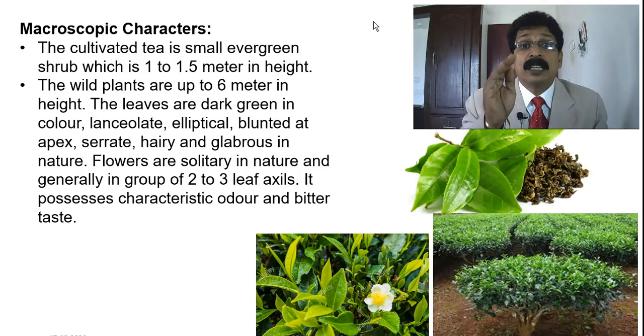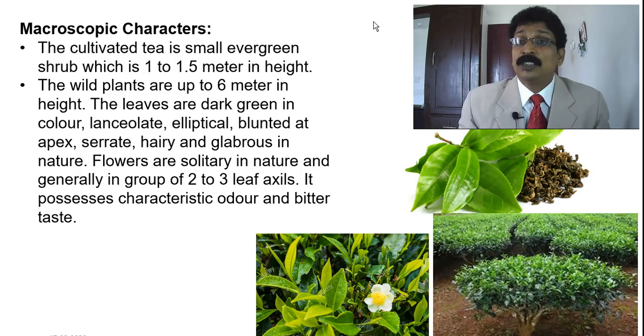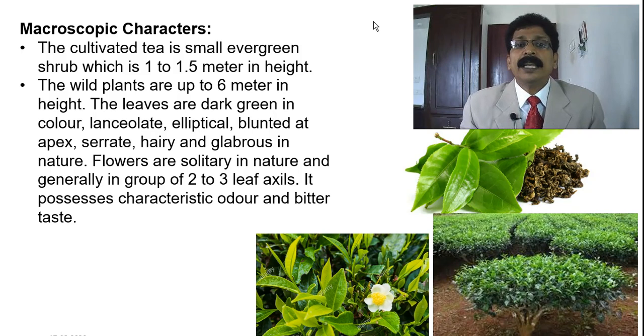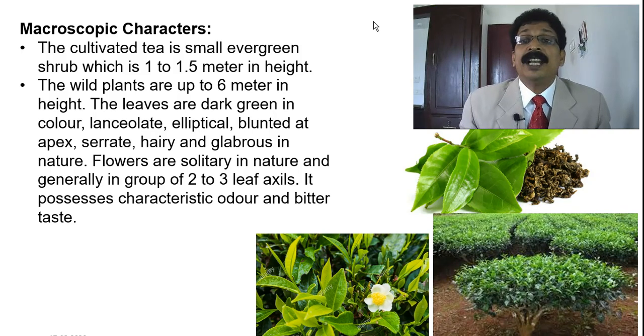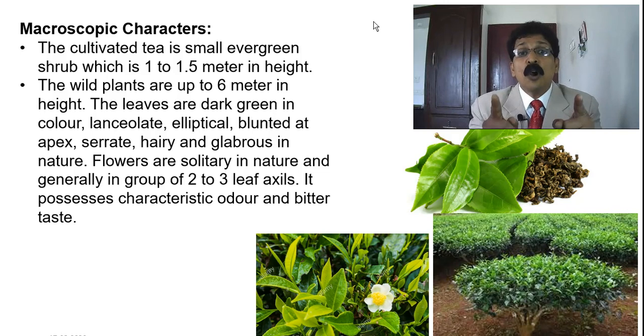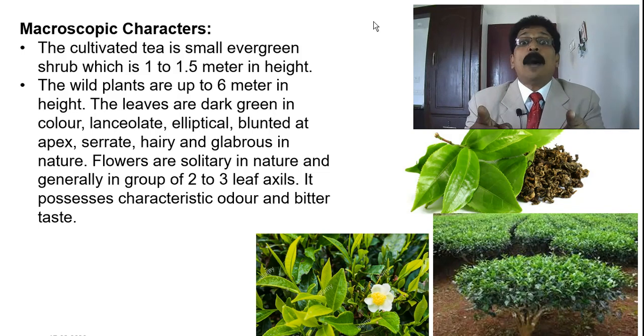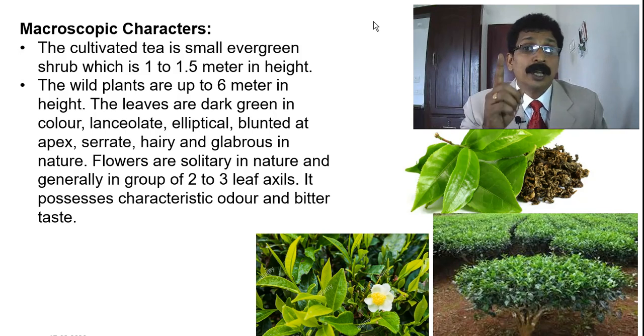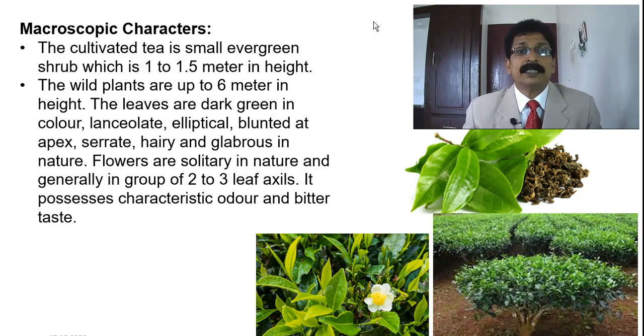The leaves are dark green in color, lanceolate, elliptical, blunted at apex, serrate, hairy, glabrous in nature. So this is about the leaf we are telling. You should know what is lanceolate, what is elliptical, what you mean by blunted at apex. What is apex? If you know apex, then only you can know what is blunted apex. Serrate, hairy, small hairy trichomes will be there, glabrous in nature. Read and understand your botany basics.